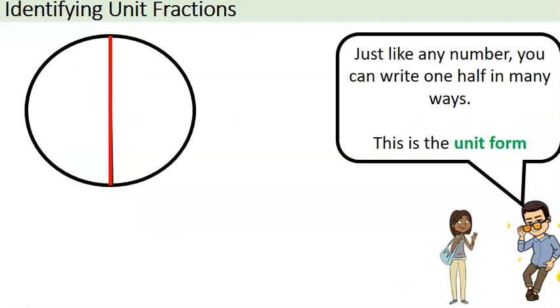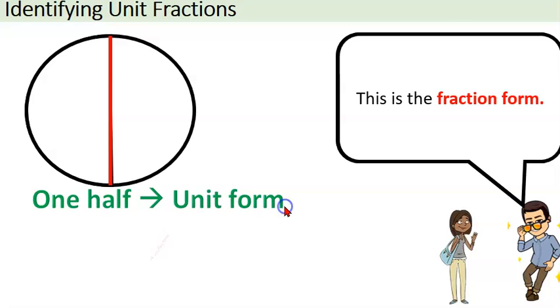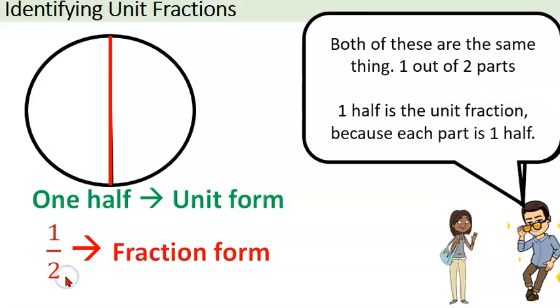So, just like any number, you can write a fraction. You can write 1/2 in many different ways. We talked about word form and unit form, so here is the unit form. And that's one half. That's the unit form. Here's the fraction form. And that is 1/2 too. They're written differently, but they both mean the same. Both of these things are the same thing: 1 out of 2 parts. So I have 1 out of 2 total parts. 1/2 is a unit fraction because each part is 1/2. So each part of these is 1/2.